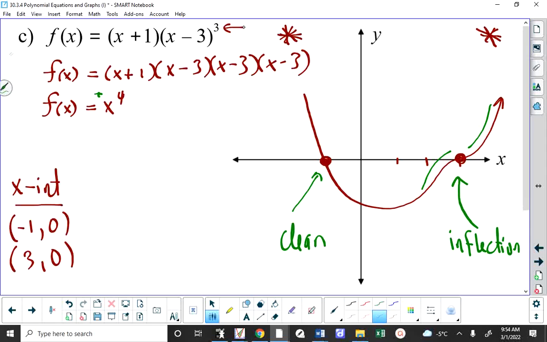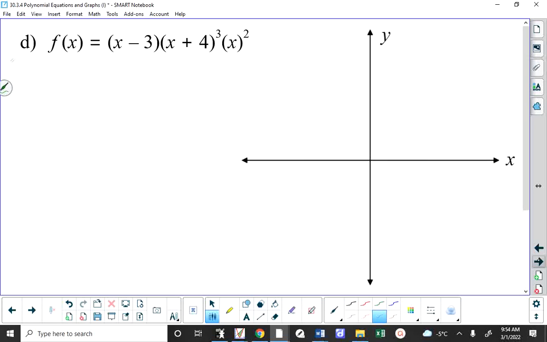So what I hope you've picked up from these examples so far is that if the exponent on the factor is 1, the x-intercept is a clean x-intercept. If the exponent on the factor is 2, it's a tangent x-intercept. And if the exponent on the factor is 3, it's an inflection. With that in mind, let's see if we can graph D without using technology to see what it looks like.